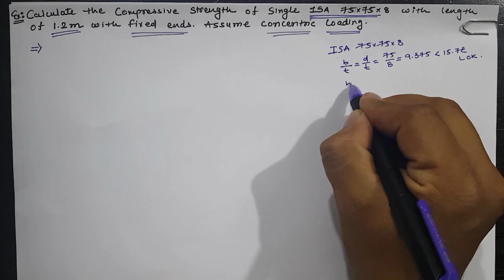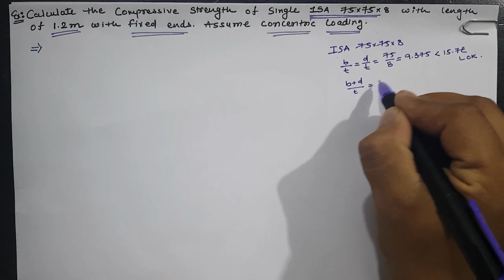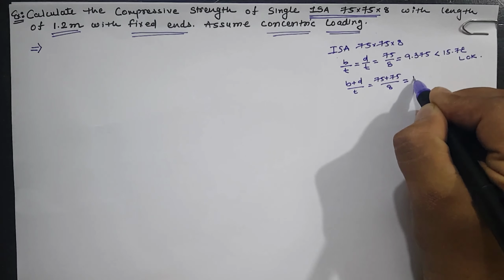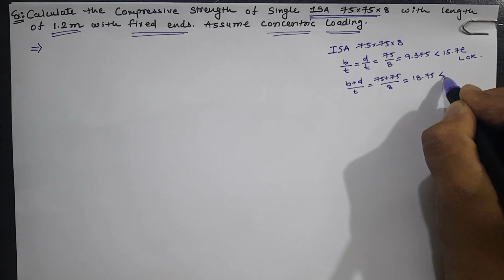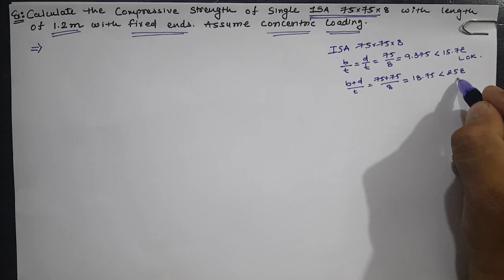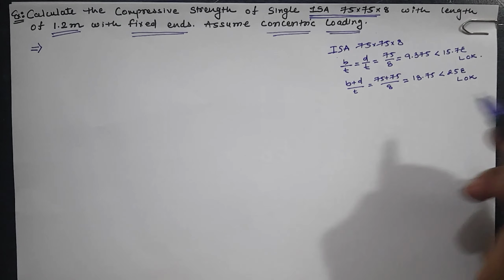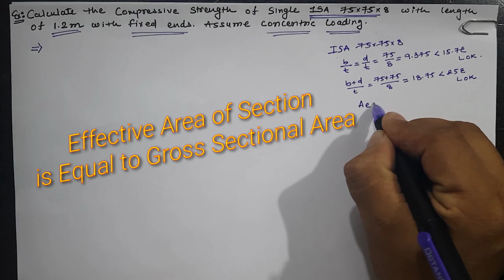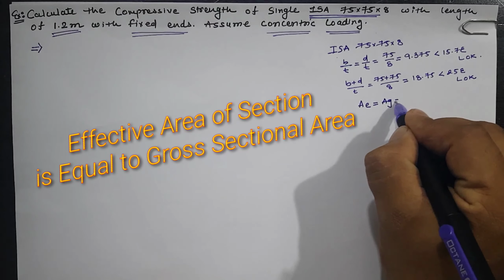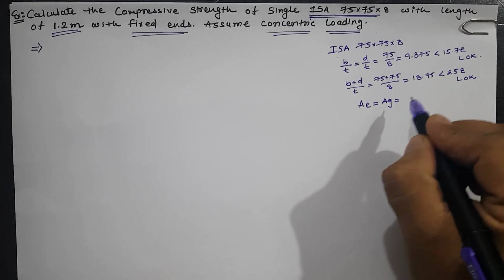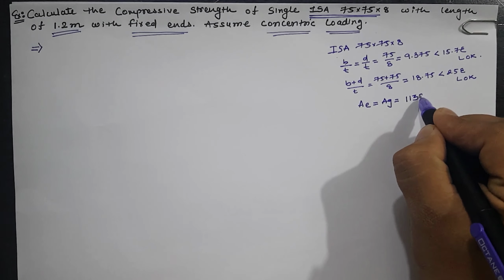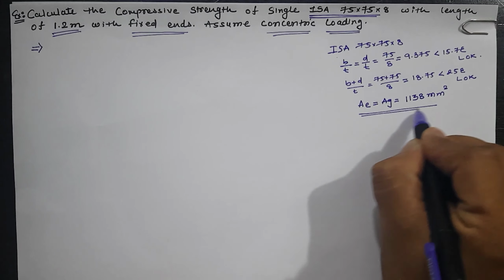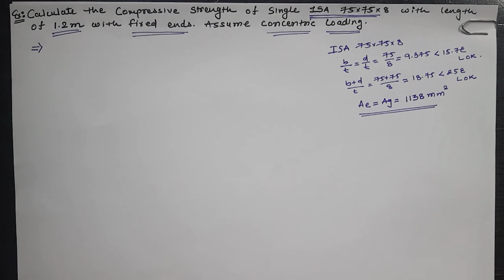Now the next criterion is B plus D by T, which is equal to 75 plus 75 by 8, which is equal to 18.75. It is also less than 25 epsilon according to the criteria. It means it is okay. Now both the criteria are satisfied. It means that our effective area is equal to the gross sectional area, and from the steel table AG is given as 1138 mm square. It means that we have to use effective area as 1138 mm square.